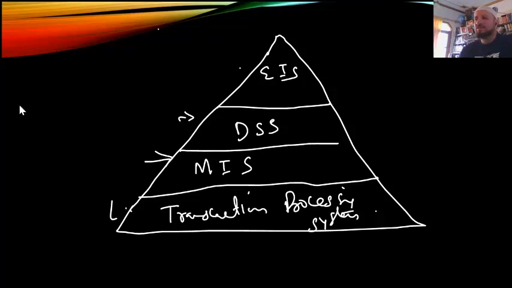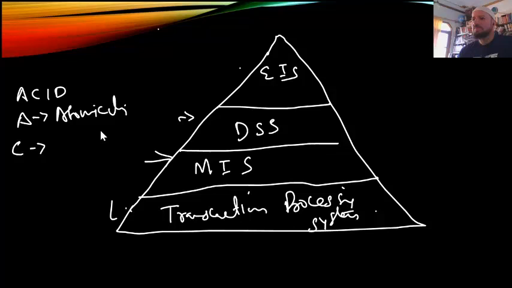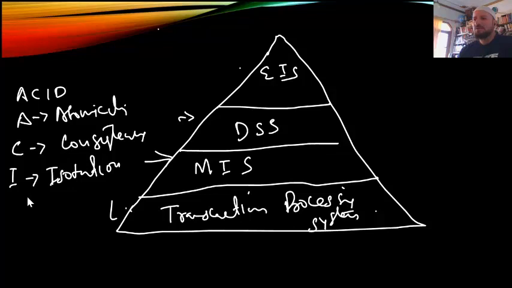Now in a transaction processing system, we have what's called the ACID test. We need to follow the ACID properties, where A means atomicity, and C means consistency, okay, and I means isolation, and D means durability.